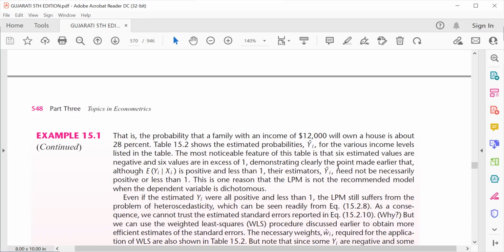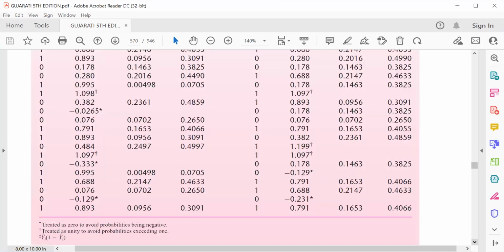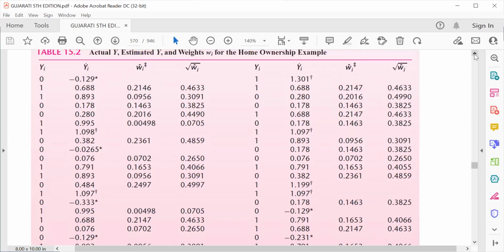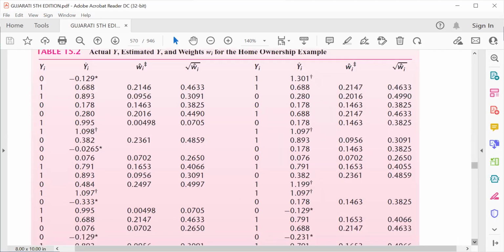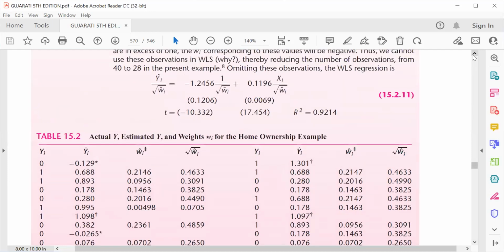Table 15.2 shows the estimated probabilities, y hat, for the various income levels. The most noticeable feature of this table is that 6 estimated values are negative and 6 values are in excess of 1. Here we have negative values, and also probabilities greater than 1. You can see this in table 15.2.